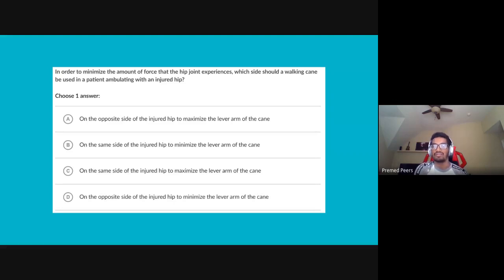And in maximizing the torque, we can either increase the force or we can increase the lever arm. And since you can't tell someone using a cane to suddenly use the cane more strongly, for lack of a better way to put it, we can increase the lever arm of the cane. So a similar amount of force can provide a greater effect to minimize the sudden jarring forces that the hip joint experiences. So it would be A, we would want to maximize the lever arm of the cane. And to do that, we would move the cane as far away from the injured hip as possible so that the lever arm is greatest.